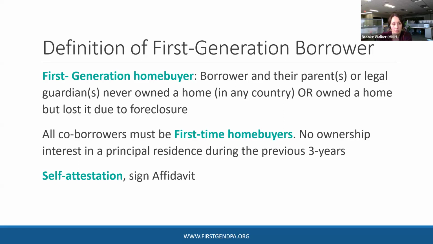And if you couple that with the fact that some programs define this a little differently, it adds even more confusion. So for the First Generation Community Fund, essentially the borrower and their parent or legal guardian have never owned a home in any country, and the only exception is if they owned a home and lost it to foreclosure. I think the part that people are struggling with is the idea of, did I actually benefit from my parents' ownership?